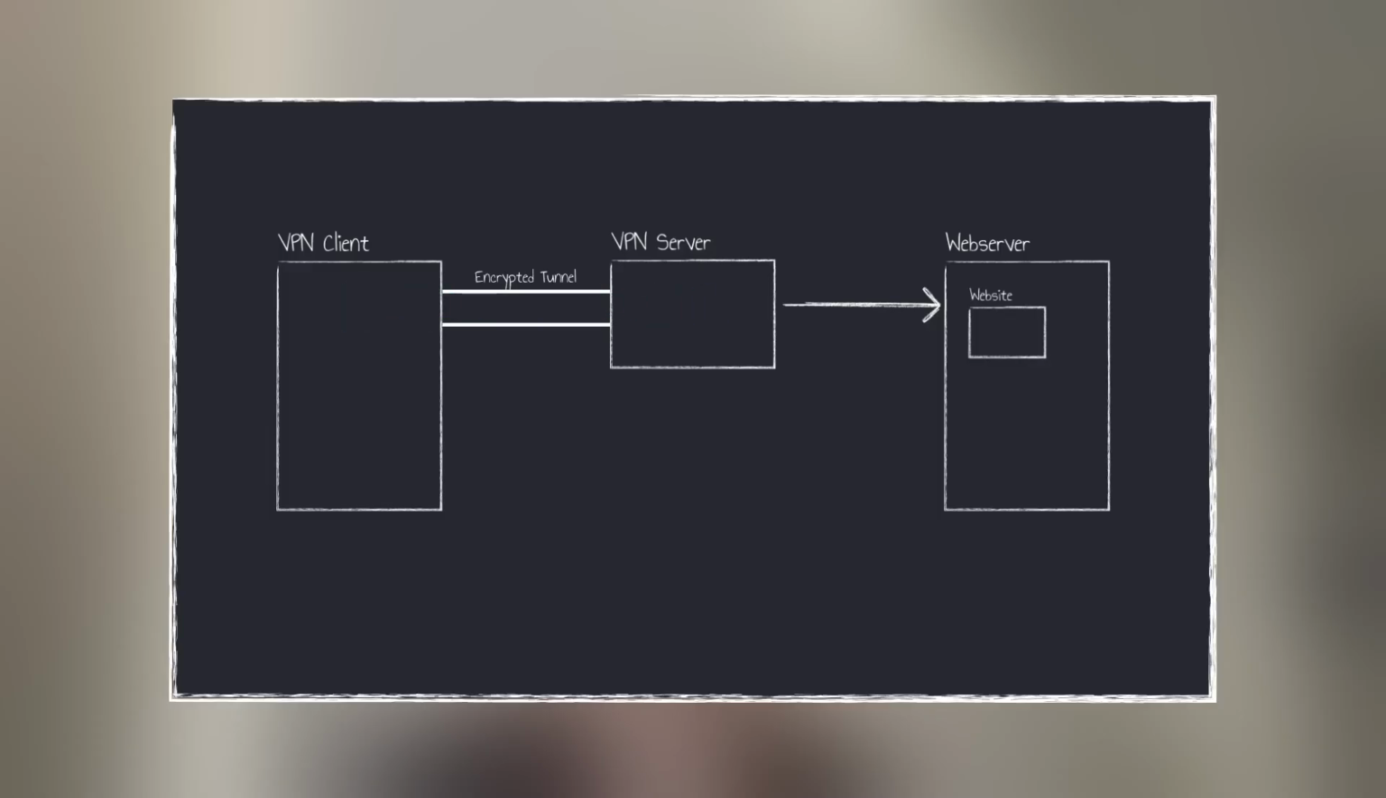This gives you two things. Number one, your initial request gets encrypted on your device before ever touching the network. This means whatever network you're on, whether it's an untrusted public network or your local ISP, it cannot read your request. The only thing it can see is that you're sending unknown data out to a VPN server.